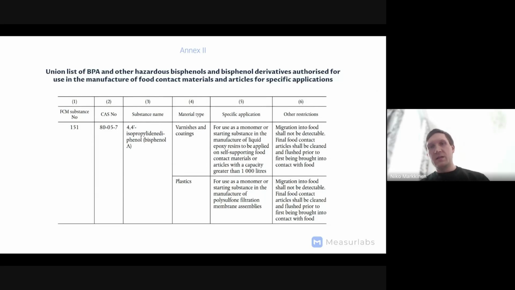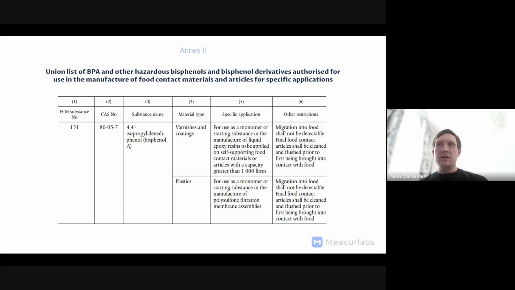Here are listed the exemptions where the continuing use of bisphenol A, at least for the time being, is still allowed. So one example is use as a coating or varnish in very large tanks to transfer food, because the surface to volume ratio there is so low that the risk of exposure to BPA from such uses is low. But then again, also the manufacturers or users of such tanks still have to prove that there is no detectable migration.